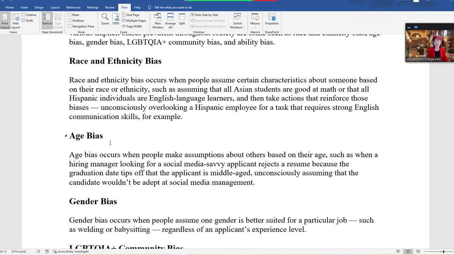Age bias means that when you look at an old person, you automatically think that old person is senile and can't do the job. So if you're a job recruiter and you see somebody with white hair, you're thinking, I'm not going to hire this person because she's old. Instead, I'm going to hire the person that's 25 and young. So therefore, ageism, that's age bias.